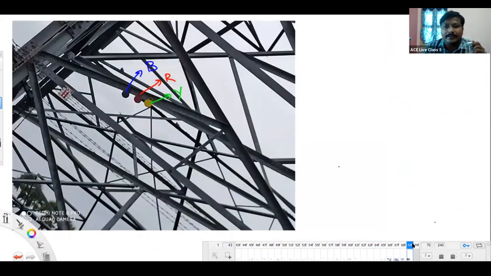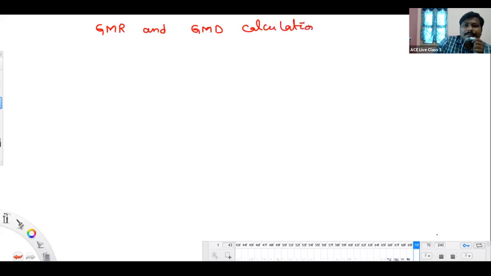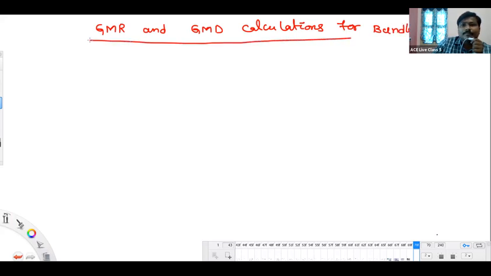Let's move ahead. From this point onwards, our aim is to think about GMR and GMD calculations for bundle conductors. So the next heading I am taking up is GMR and GMD calculations for bundle conductors, a three-phase bundle conductor system.